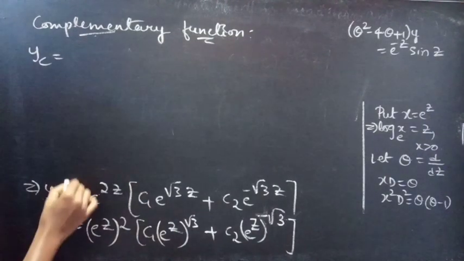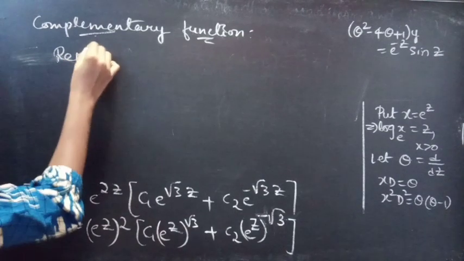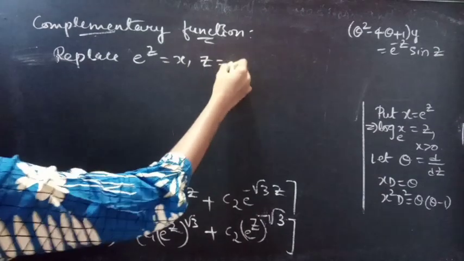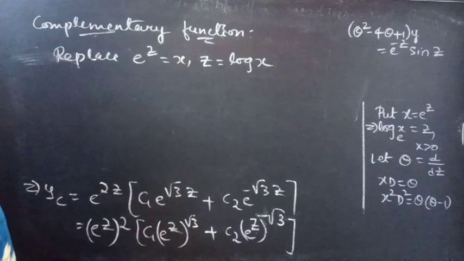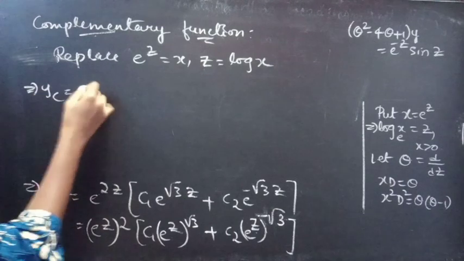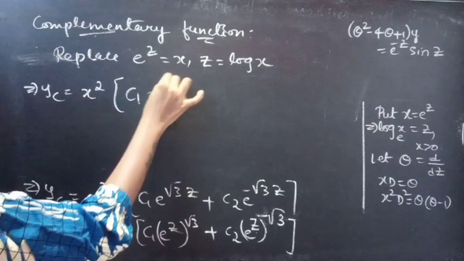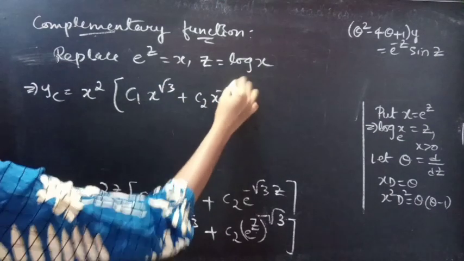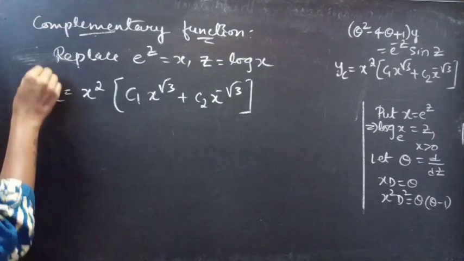Okay. Now replace e power z by x and z by log x. Here we have only e power z, right? So let's replace e power z by x and we'll get y equals x square into (c1 x power root 3 plus c2 x power minus root 3), which is our required yc.